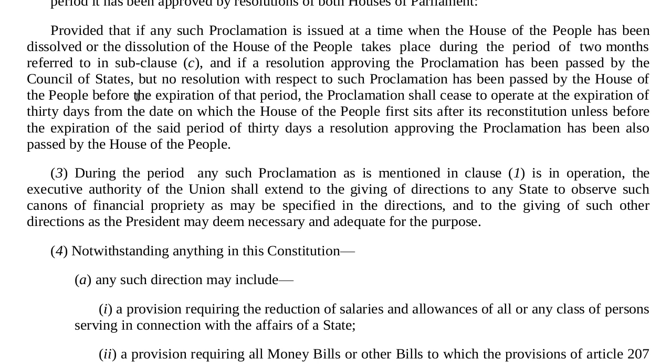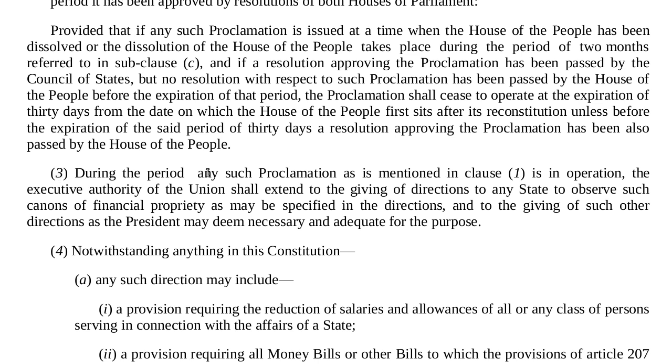of the People before the expiration of that period, the proclamation shall cease to operate at the expiration of 30 days from the date on which the House of the People first sits after its reconstitution, unless before the expiration of the said period of 30 days a resolution approving the proclamation has also been passed by the House of the People.